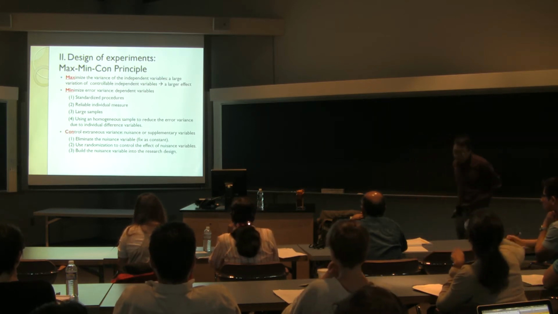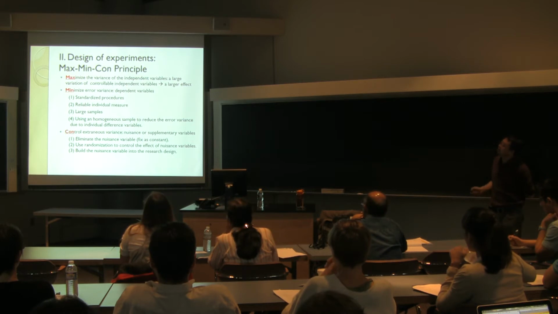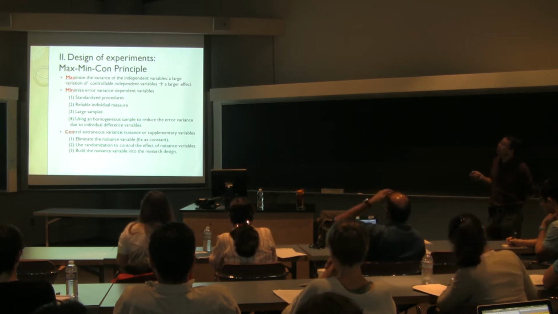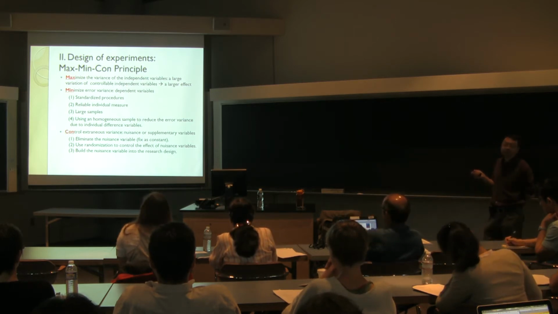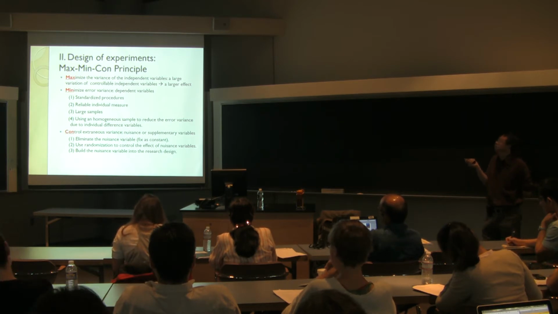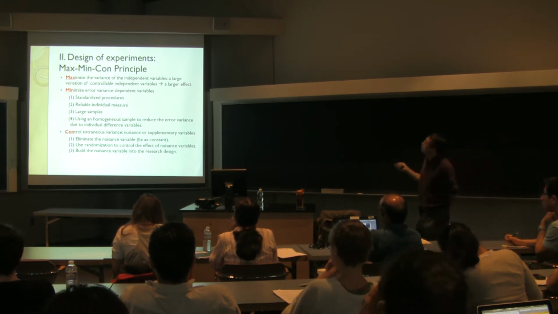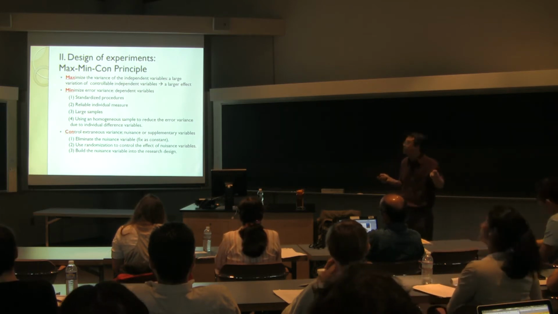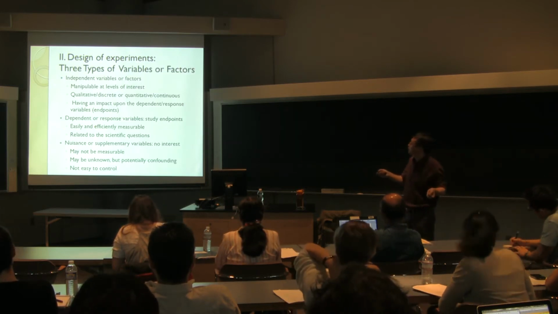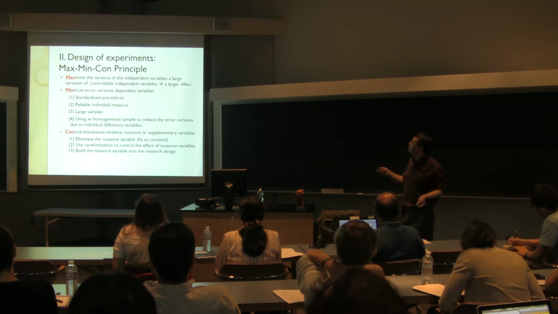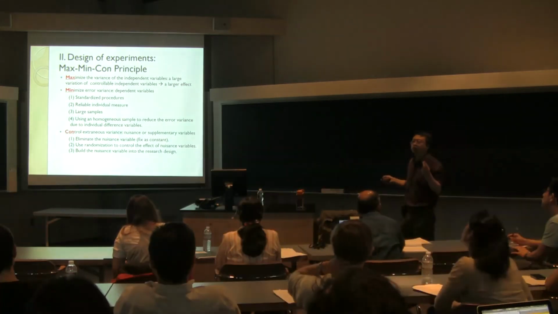The basic principle for design of experiments is the so-called max-min-con principle. What this principle means is simple. I just talked about three variables: independent, dependent, and nuisance. There are three rules to control those three variables.